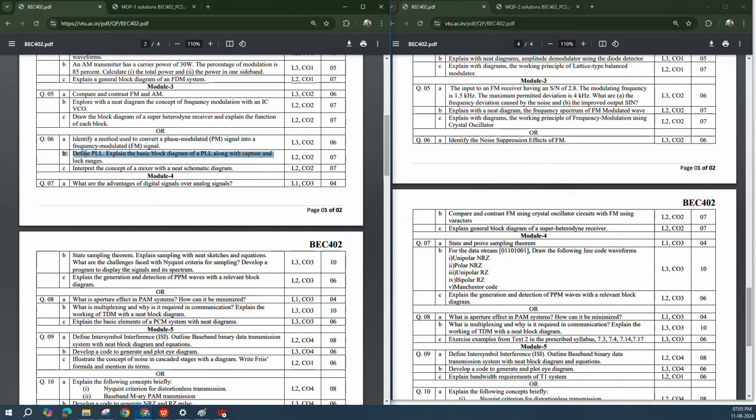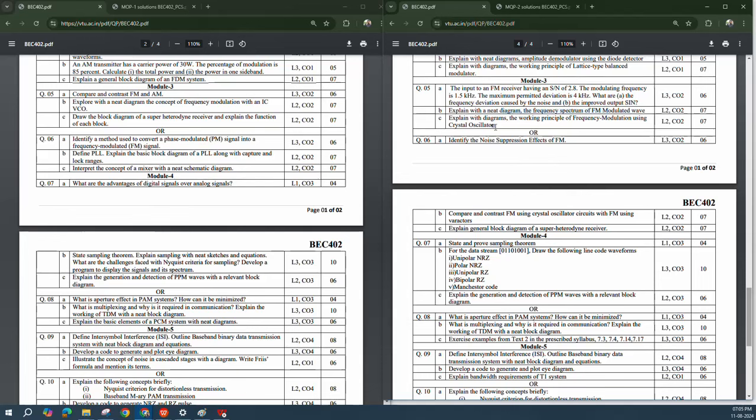And then define PLL with block diagram, explain PLL along with capture and lock ranges is the question. Interpret the concept of mixer with a neat schematic diagram. And if you see the model question paper 2, here is a problem on FM receiver. You need to calculate the frequency deviation and improved output signal to noise ratio. And with a neat diagram, explain the FM modulated wave. This is the question you can easily expect in the exam.